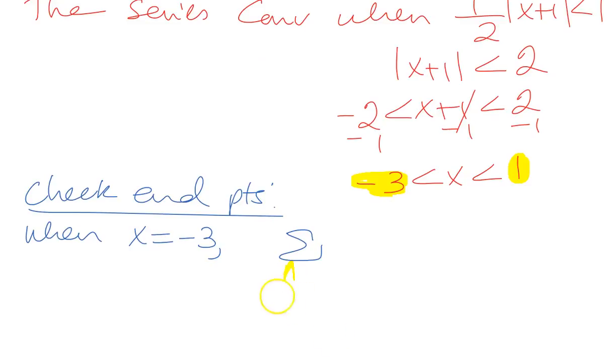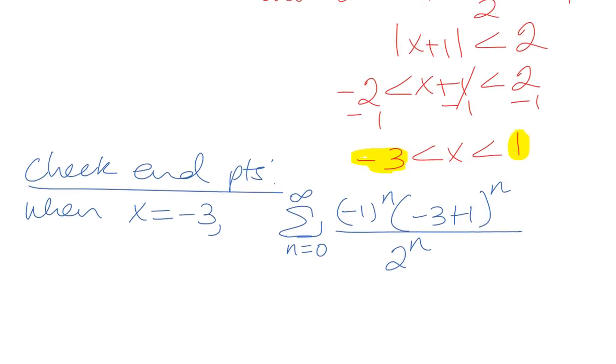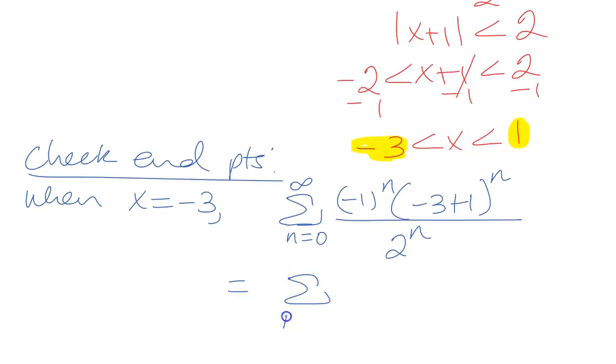So n equals 0 to infinity, right? Sigma n equals 0 to infinity, negative 1 to the power n, x is replaced by negative 3 plus 1 to the power n over 2 to the power n. What is that going to be? Sigma n equals 0 to infinity, negative 1 to the power n, negative 2 to the power n over 2 to the power n. Alright guys, how can we simplify this?